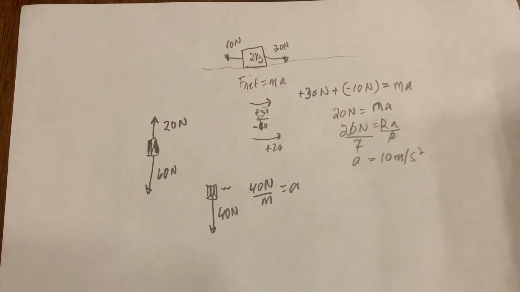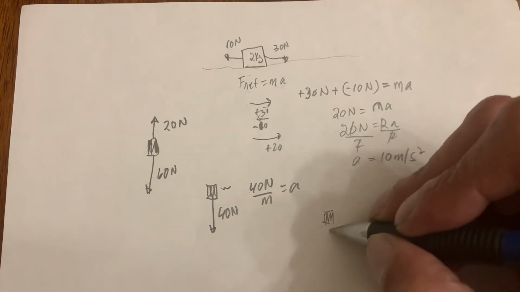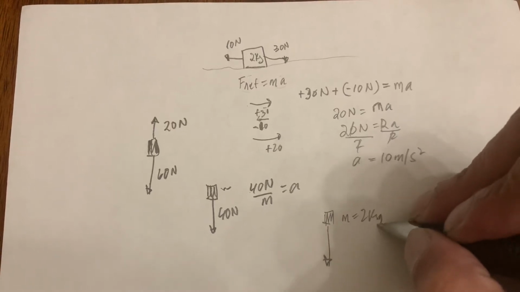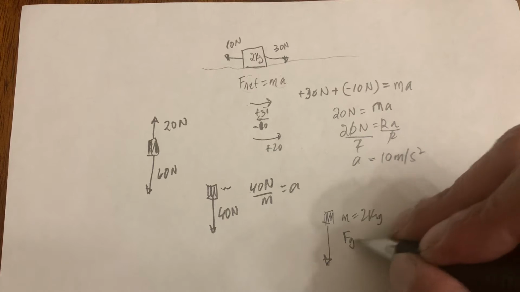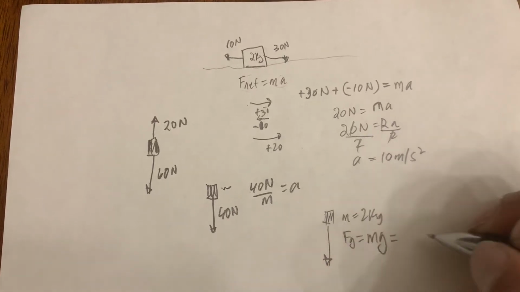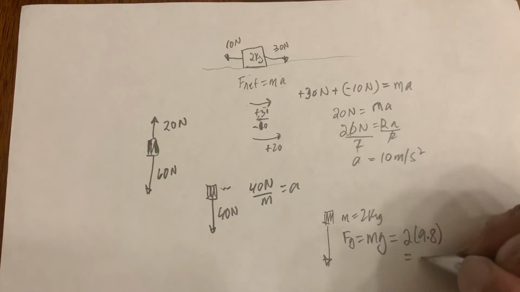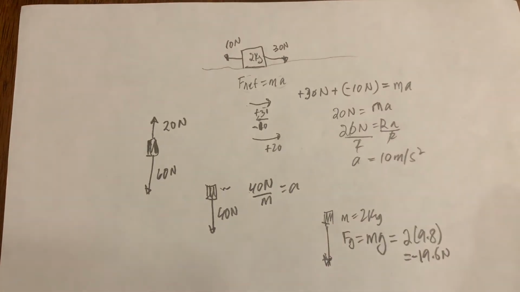But when we start looking at questions where I drop something and the mass is, say, 2 kg, my force of gravity, which is mass times gravity, is going to be 2 times 9.8, or 19.6 newtons. And that's downwards, so it's negative. And so that's the force of gravity pulling it down.